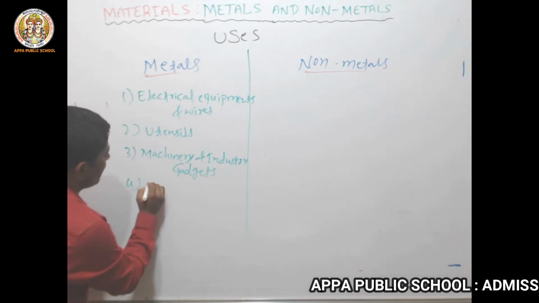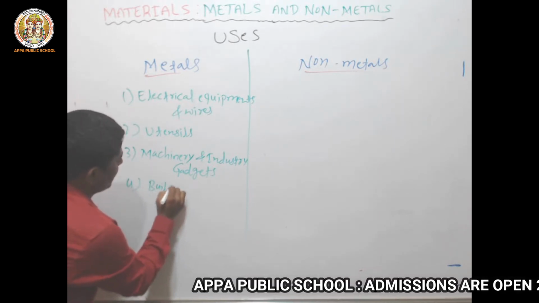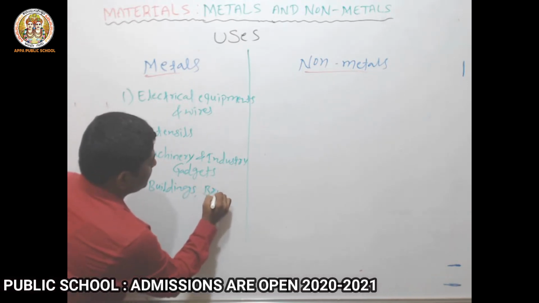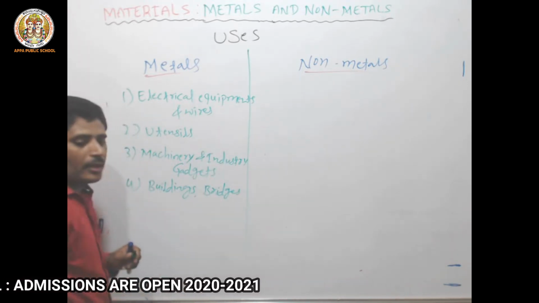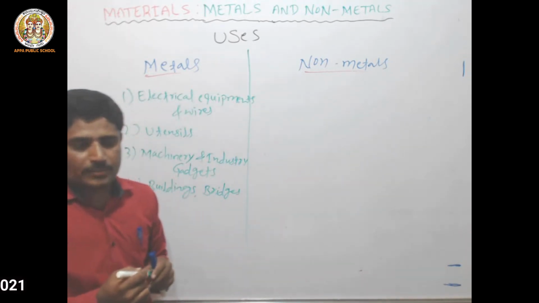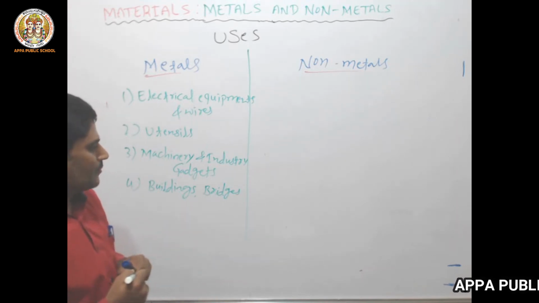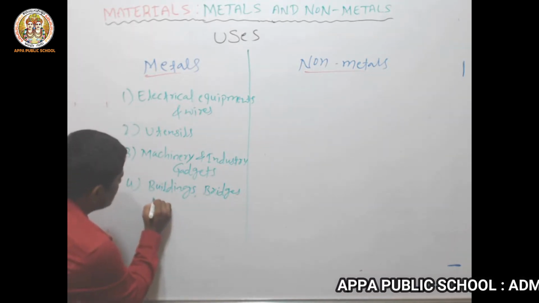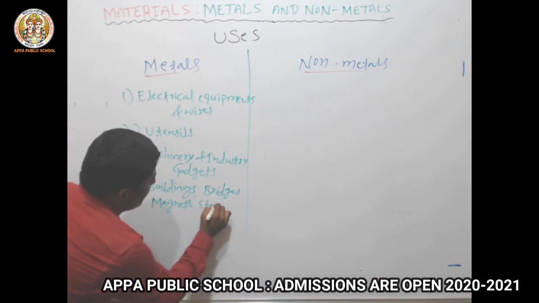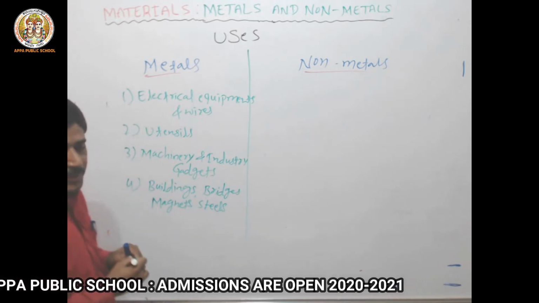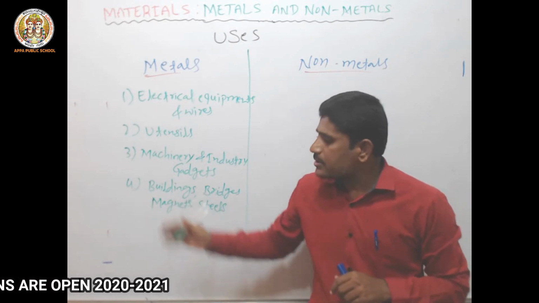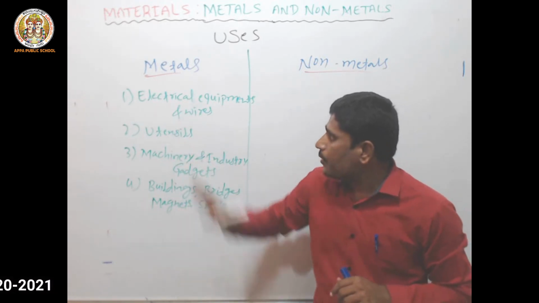Fourth one, these are also used in the construction of the buildings and bridges. Okay, you know very well construction of buildings and bridges, or to prepare the magnets, steel wires or steels. We are going to use metals. So these are the uses of metals.